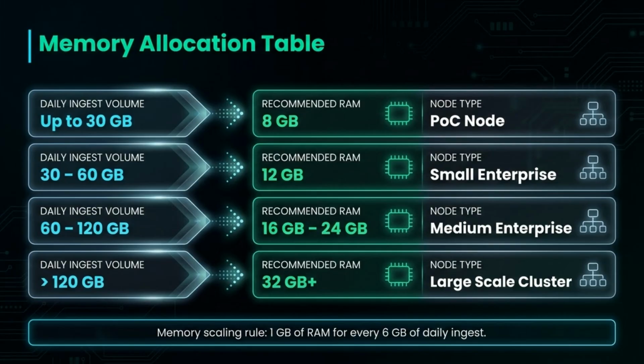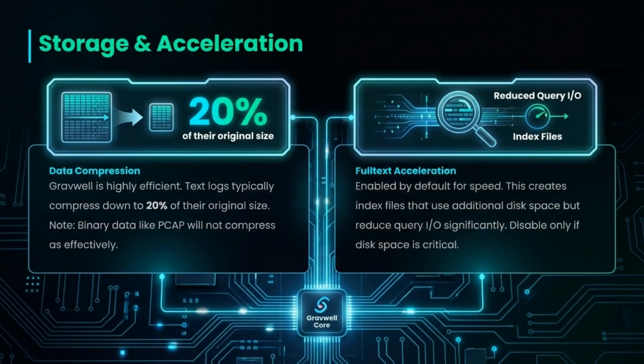The scaling rule is 1 GB of RAM for every 6 GB of daily ingest. Gravwell is highly efficient. Text logs typically compress down to 20% of their original size. Full text acceleration uses index files to reduce query I/O significantly.